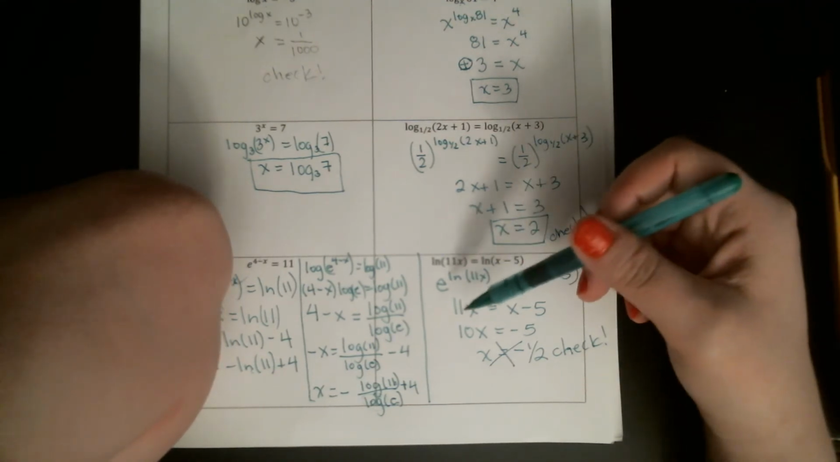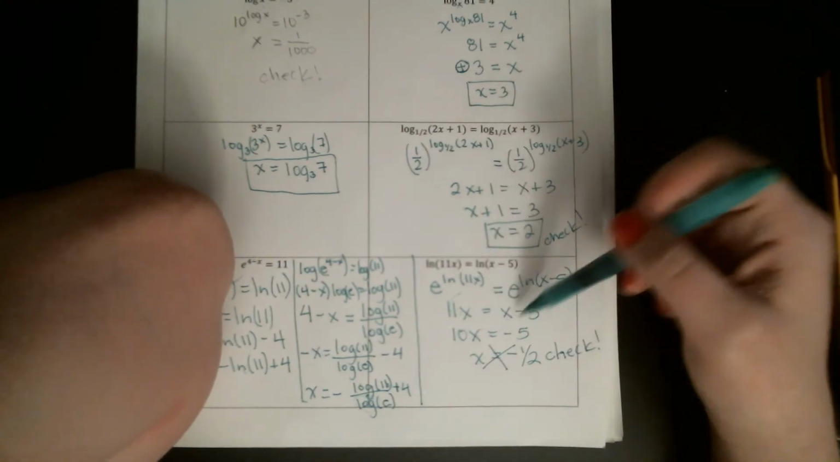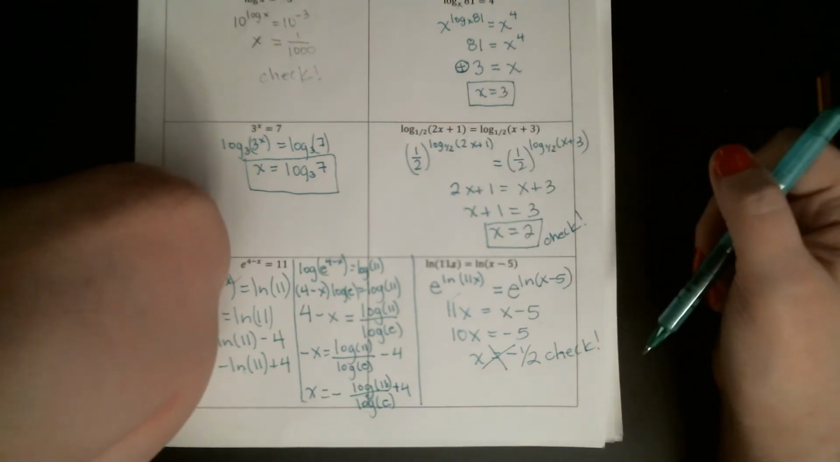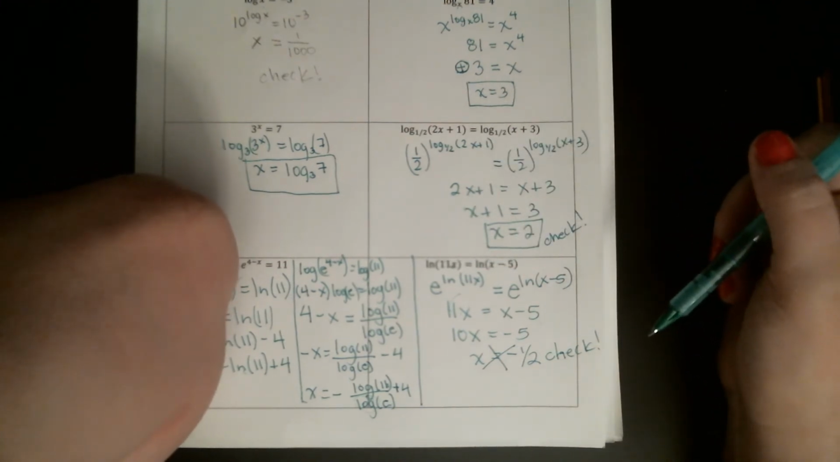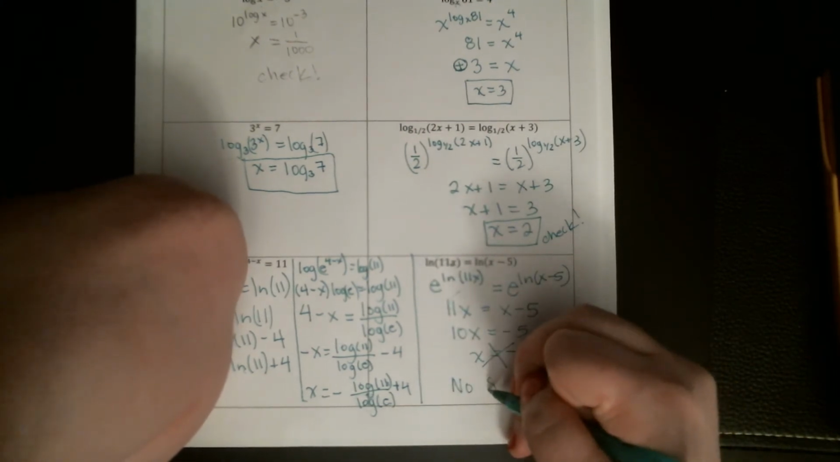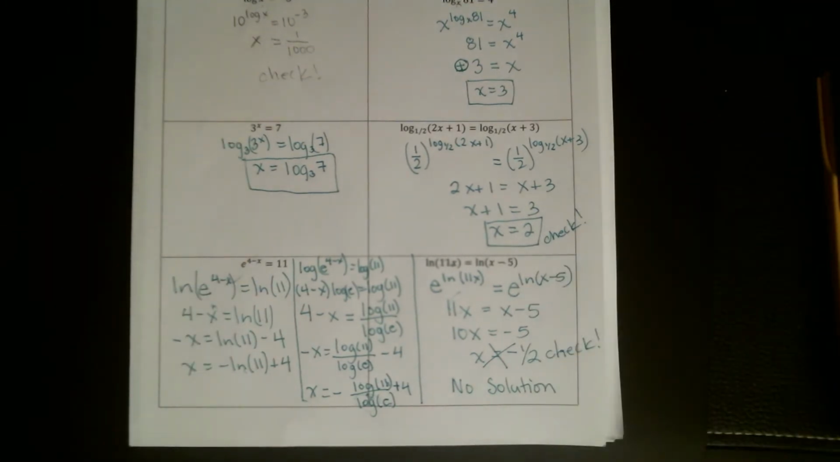Basically, the only way to make 11x equal x minus 5 is if both are negative, in which case we can't plug either one into the log, so it's not possible to get the same thing out of the log. Because I had only one solution and I had to throw it away, I'm going to go ahead and say no solution. So no solution to that equation.